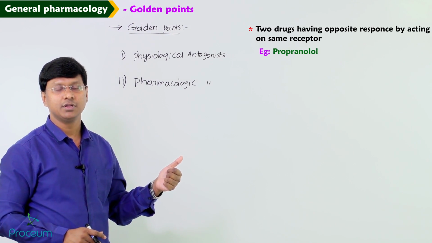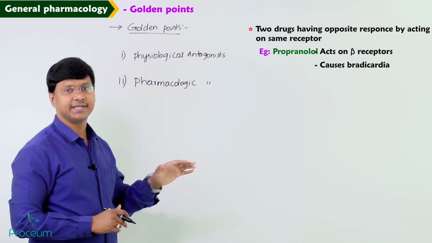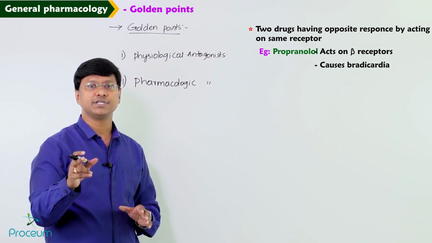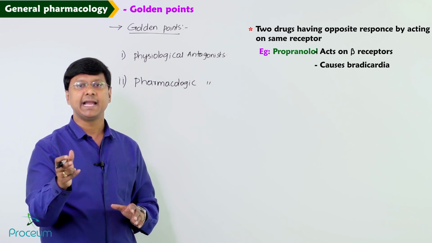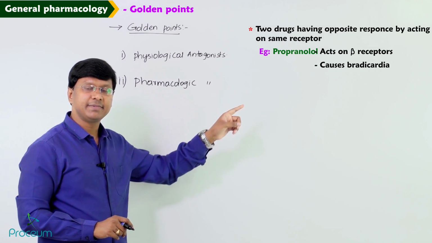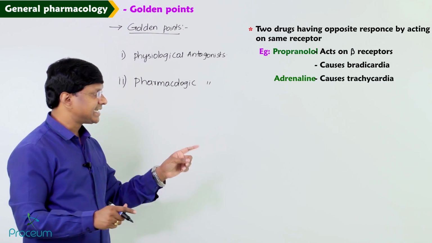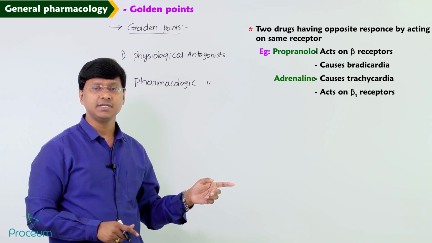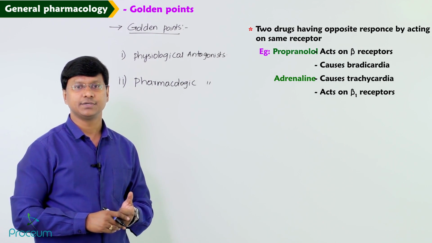You take propranolol. Propranolol, by acting on beta 1 receptor, will cause bradycardia, that is, it will reduce the heart rate. It is the pharmacological antagonist of adrenaline, which causes tachycardia by acting on beta 1 receptor. So propranolol will cause bradycardia by acting on beta 1 receptor, whereas adrenaline will cause tachycardia by acting on beta 1 receptor. That means the receptor is the same but the action is different. That is what is called the pharmacological antagonist.